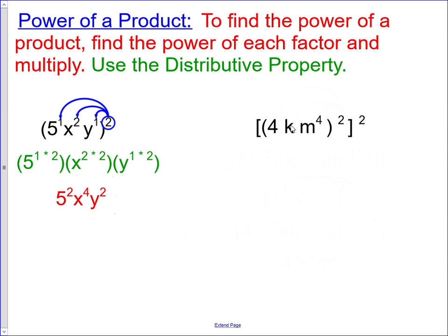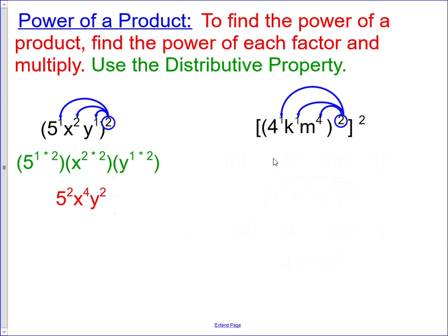Again, this time we're starting out with a product, which is 4 times k times m to the fourth power. Again, we're going to raise it to the second power. But after that, we're going to take that and raise it again to the second power. But let's start at the beginning. So we're going to distribute this 2, or this second power, across every factor inside of there.